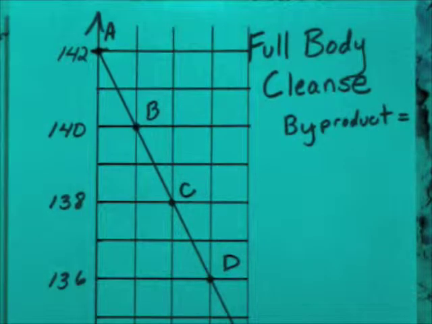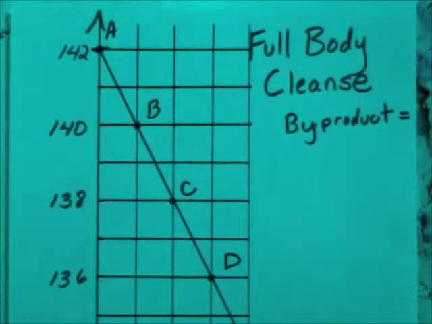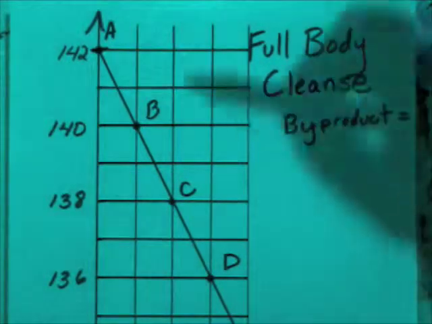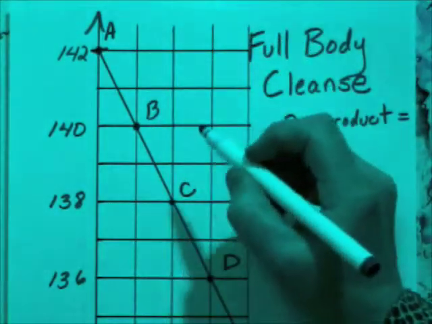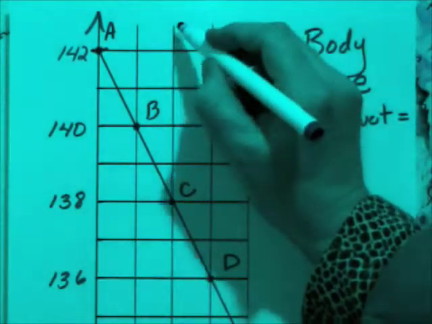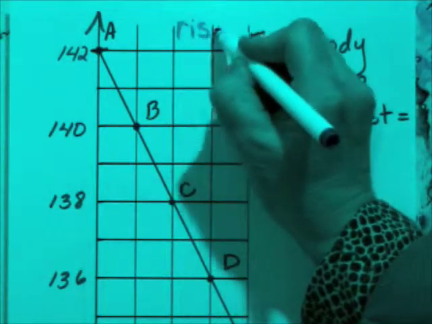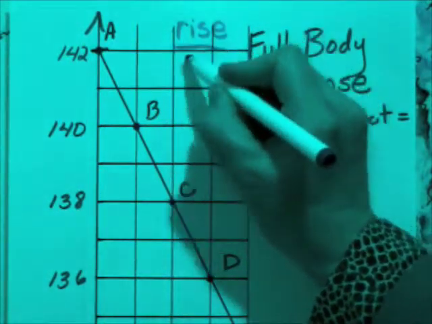All right, let's take a look at the slope from point A to point B, or the slope of this section right in here. Remember, slope is rise compared to run.